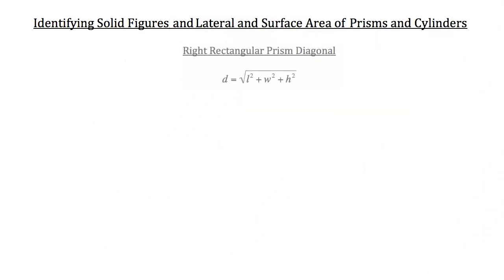Now, in talking about prisms, there's another formula that you should know about, and that's the formula for a right rectangular prism's diagonal. In order to calculate the length of the diagonal across a right rectangular prism, you can use the formula D is equal to the square root of the length of that prism squared plus the width of the prism squared plus the height of the prism squared. So let's go over an example.